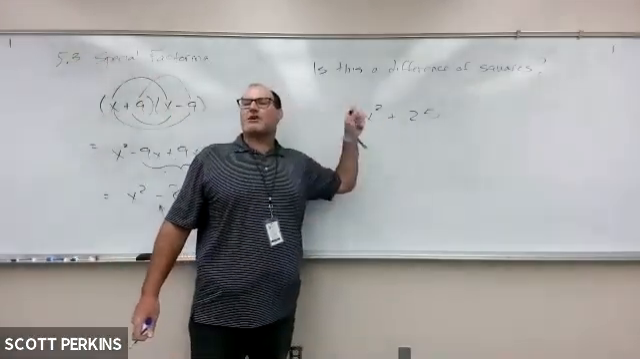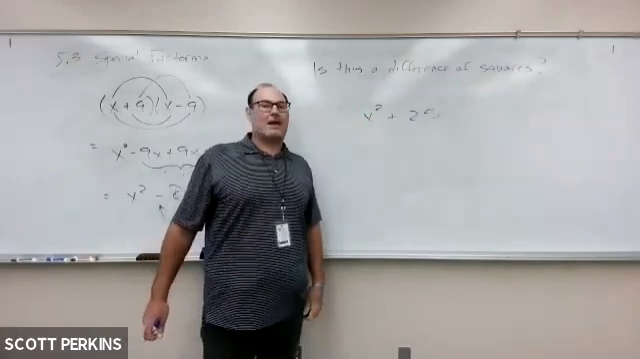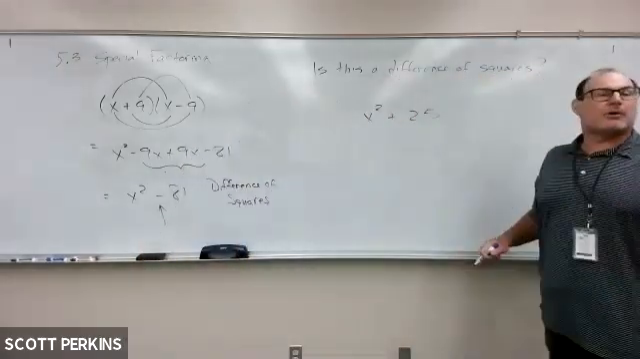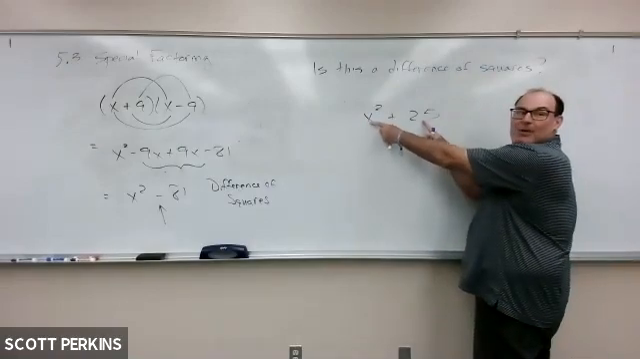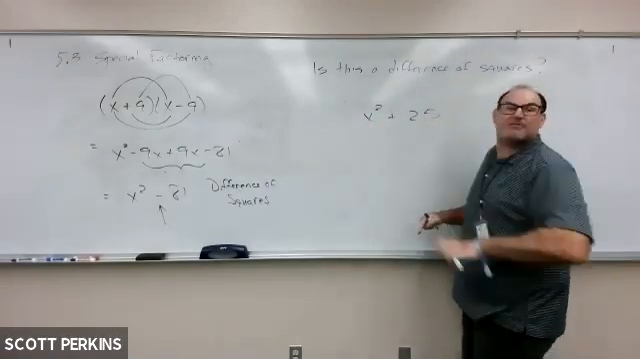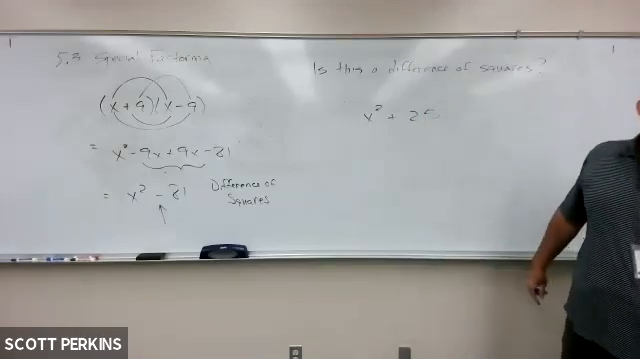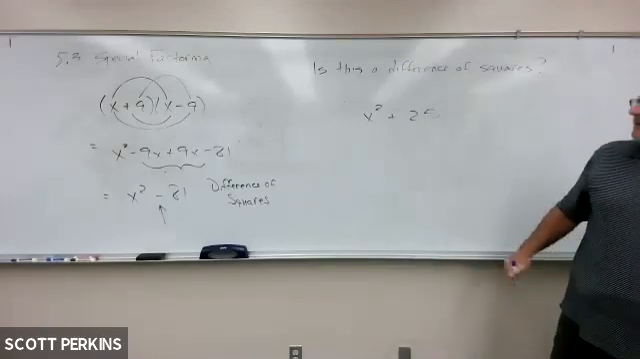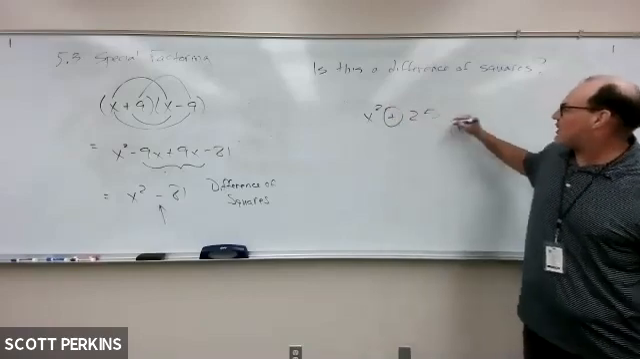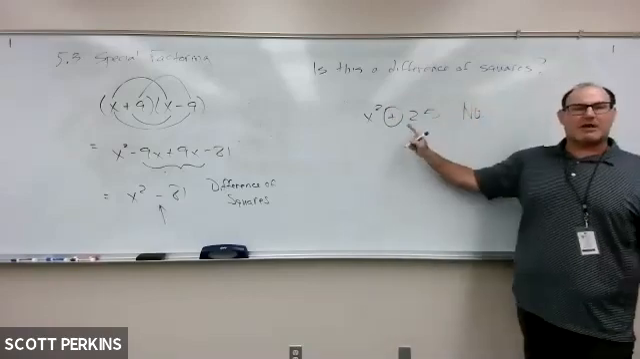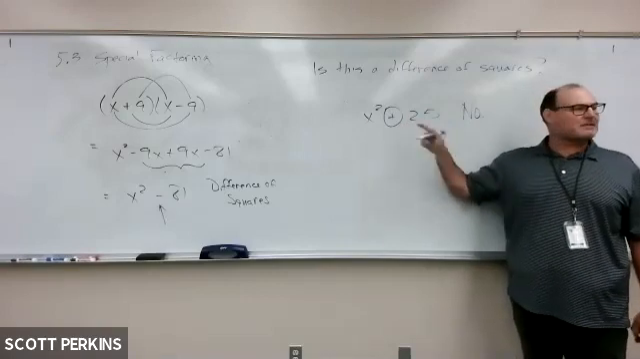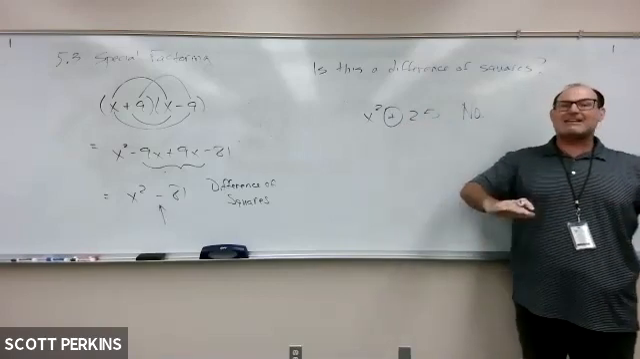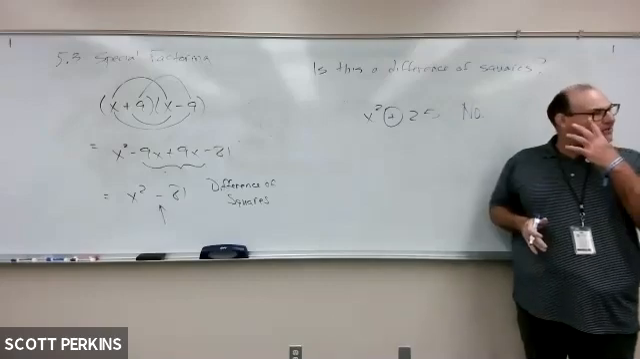Is this a difference of squares? Yes or no? Okay. I will agree with you on half of it. These are both perfect squares. X squared is x times x. 25 is 5 times 5. Here's the key question. Is it a difference? So the answer to this one is no, because of the plus sign. So if you're given two things with a plus sign in between, it is not a difference of squares. You cannot factor that.